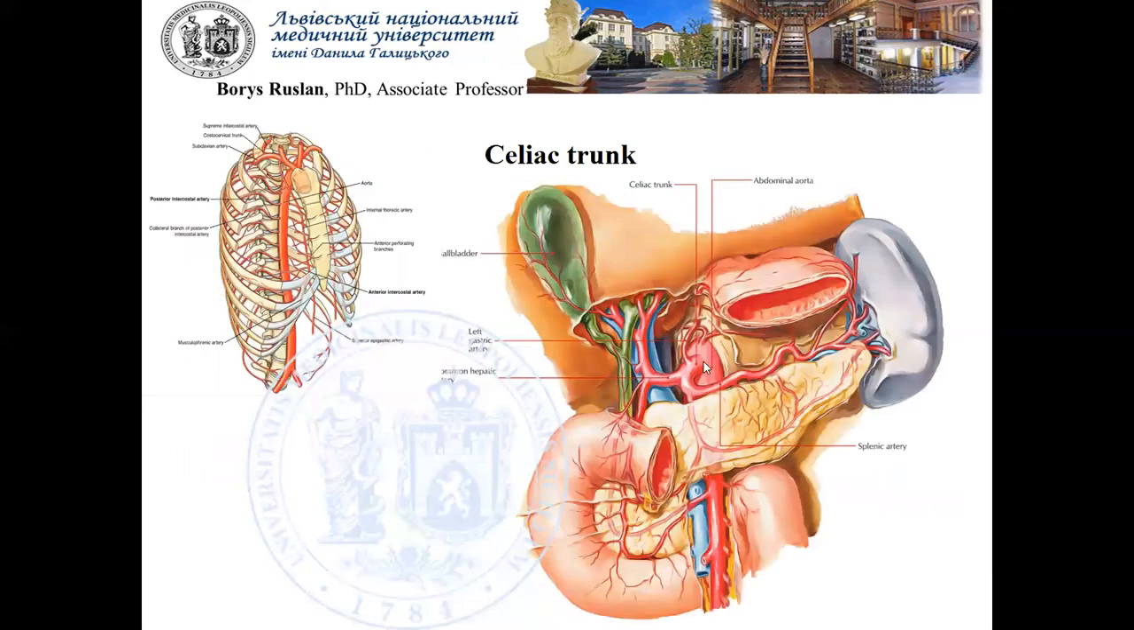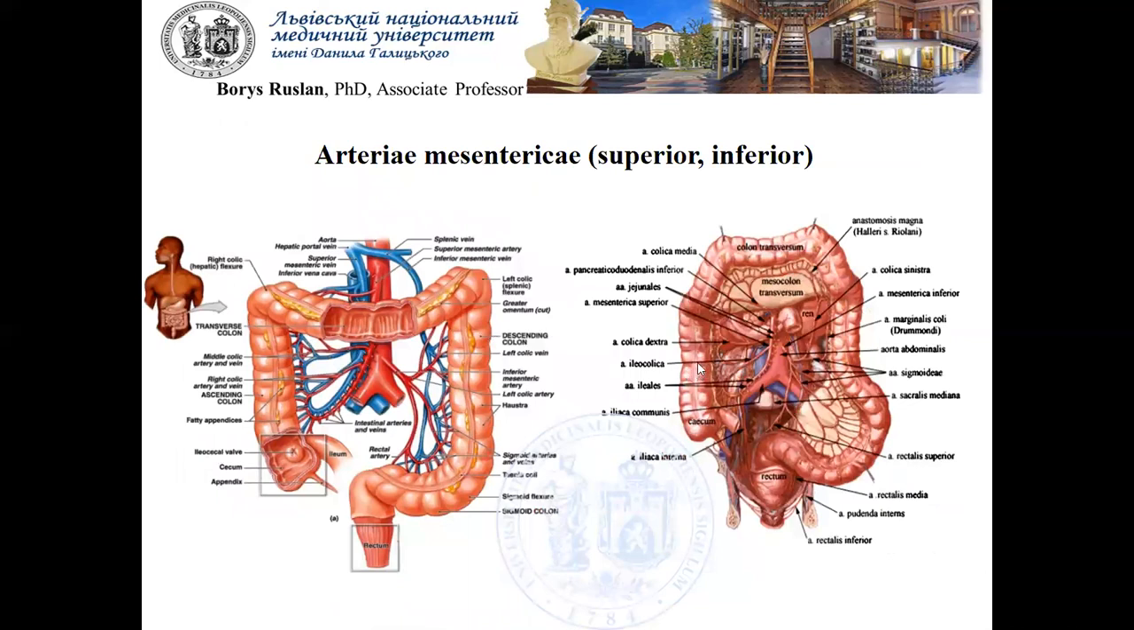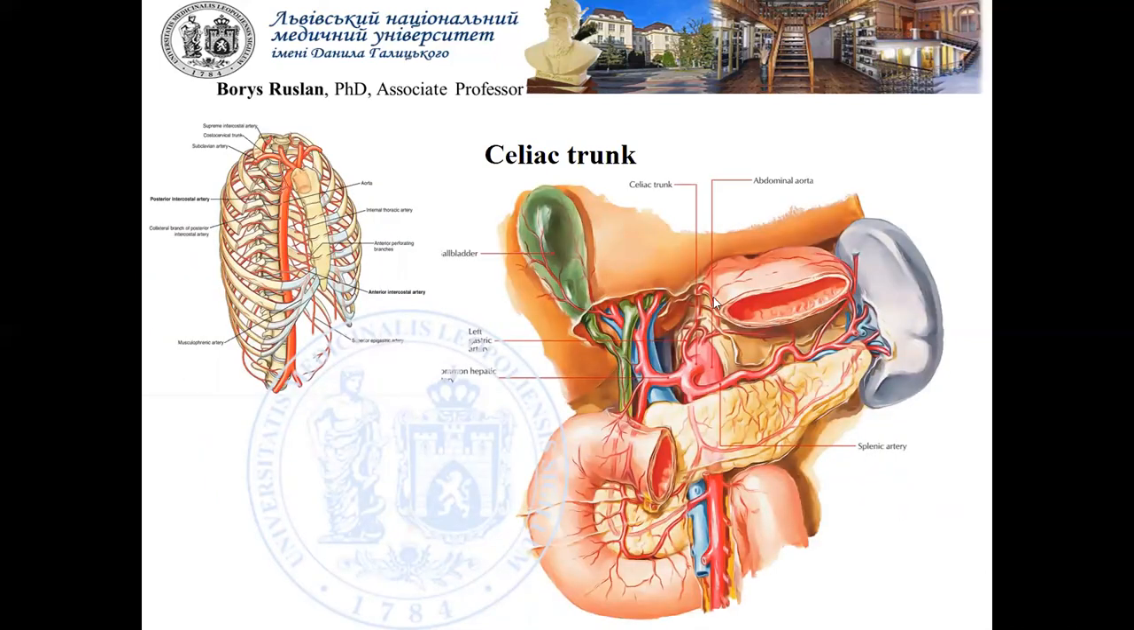What about the celiac trunk? Here you can see the celiac trunk, which gives the left and right gastric arteries. Next is the splenic artery, which also supplies blood to the pancreas, right? And the common hepatic artery, which divides into the gastroduodenal artery, which supplies blood to the head of the pancreas and the duodenum, and the arteria hepatica propria.